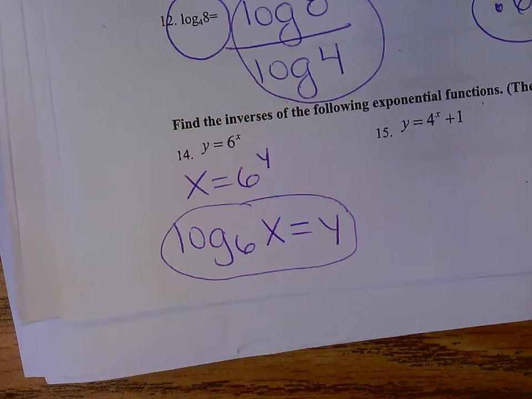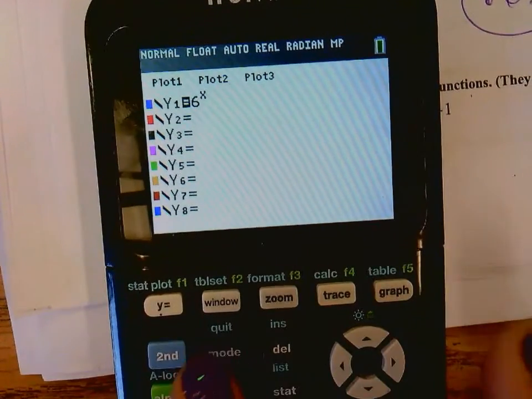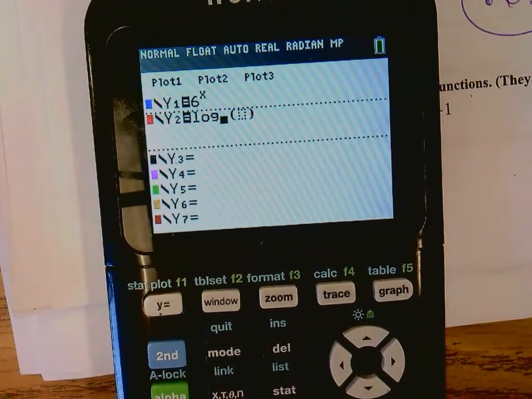What's the second way that we learned we could find inverses yesterday? Do you remember? We graphed them, right? What did we say this was? Log base 6 of x.